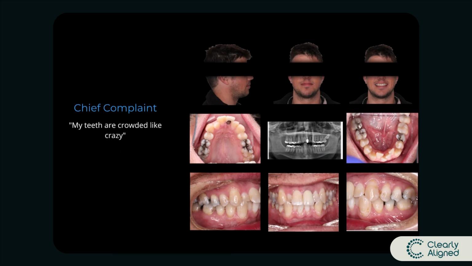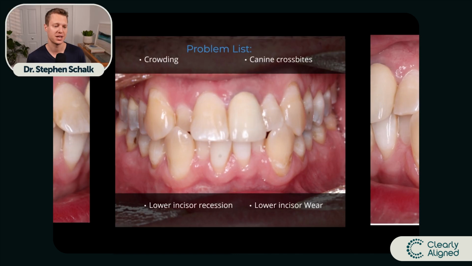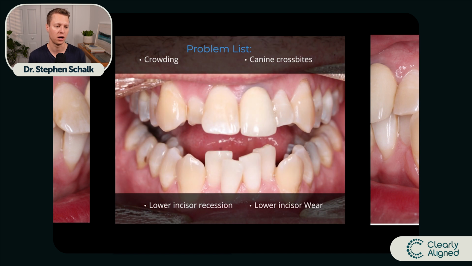When he comes in, he says, my teeth are crowded like crazy. That's his initial concern. Now, when we actually take a look and we take the photos and we show him what's going on, what we see is that he has significant crowding. He's got a crossbite on his canine teeth, so his bottom teeth are biting on the outside compared to his top teeth, and he's got lower incisor recession, so the gums are starting to shrink down, and the roots of the teeth are now starting to become exposed.